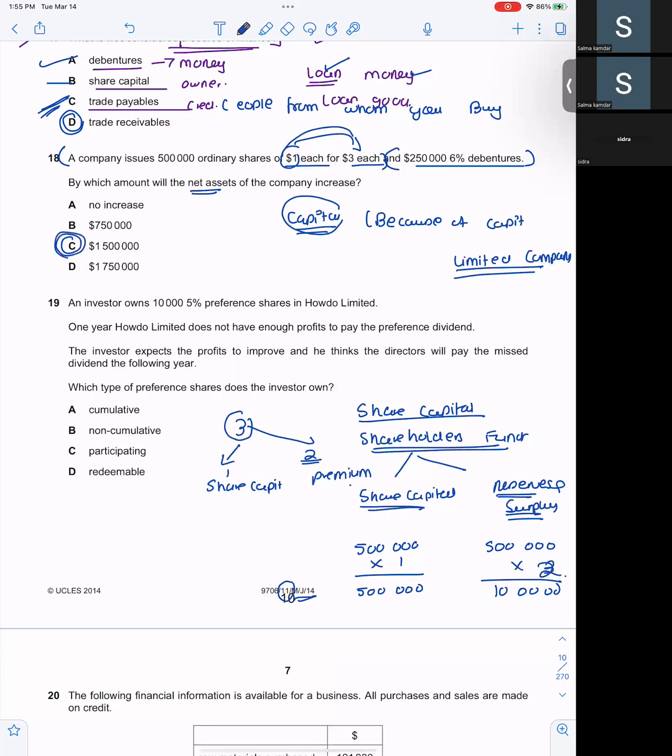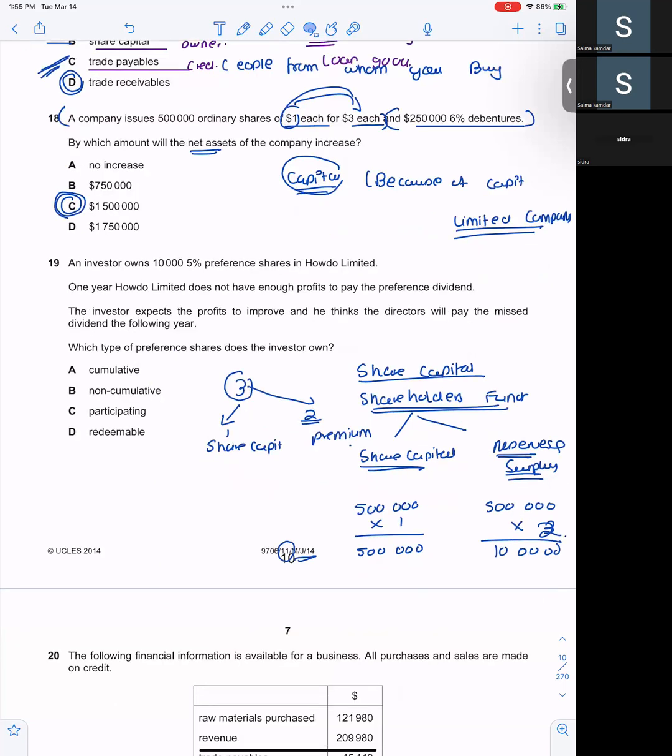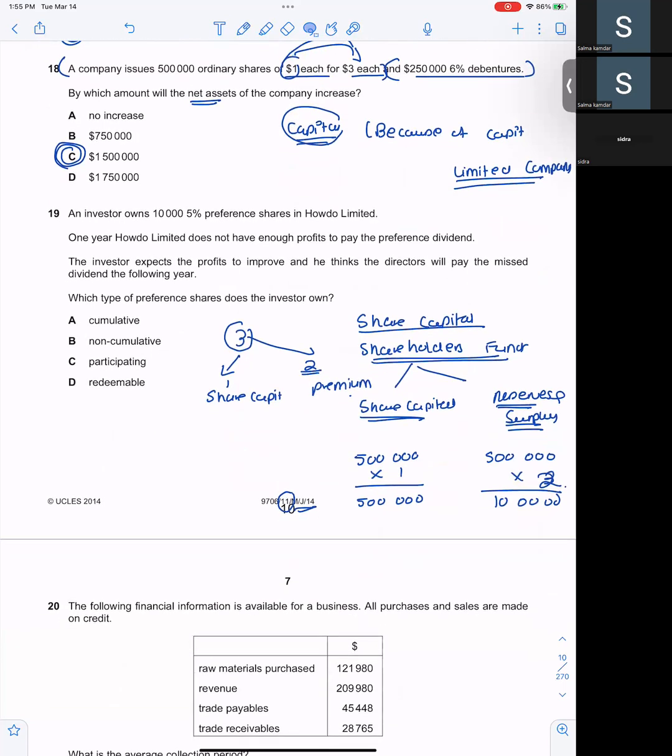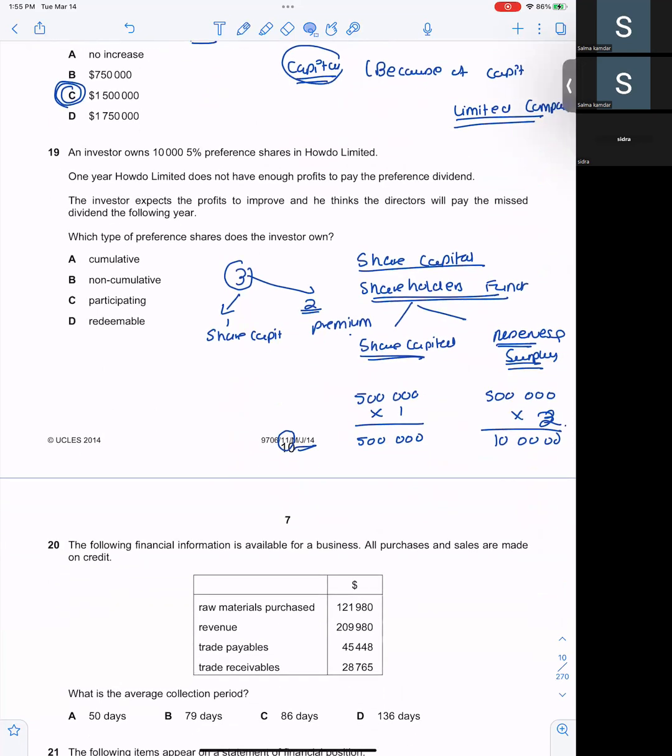So the net assets will increase by how much? It'll be 1,500,000. Next. Miss, so nothing to do with debentures, no? Net assets means capital. Okay, 19th one.